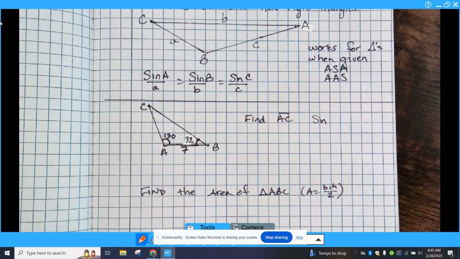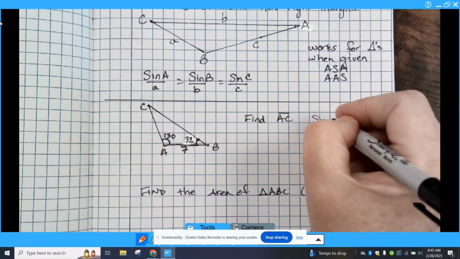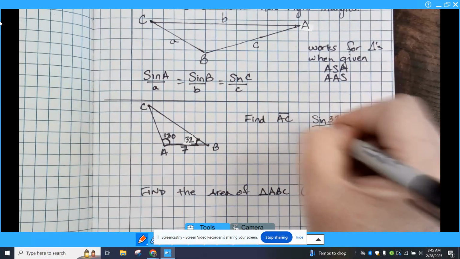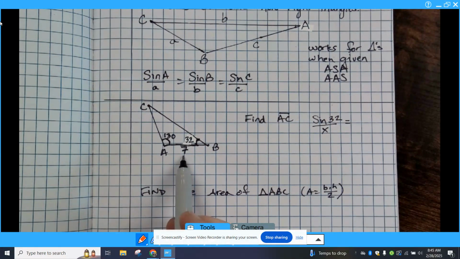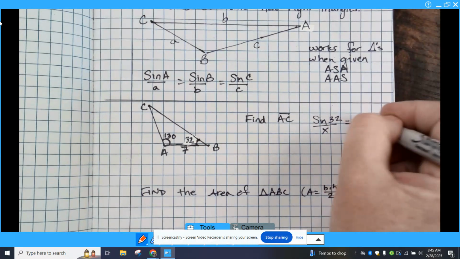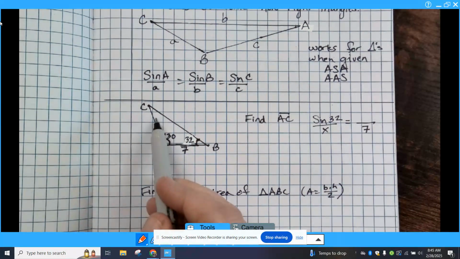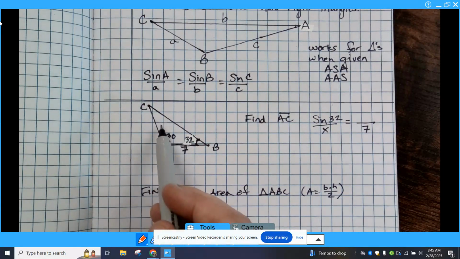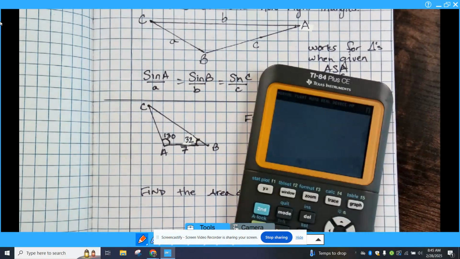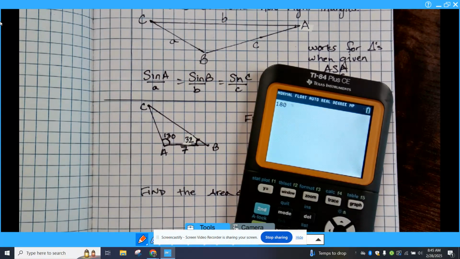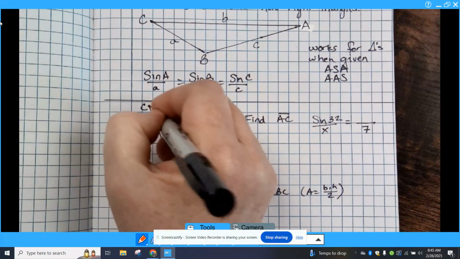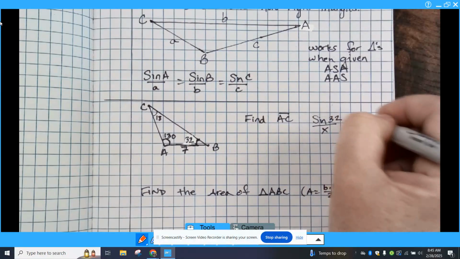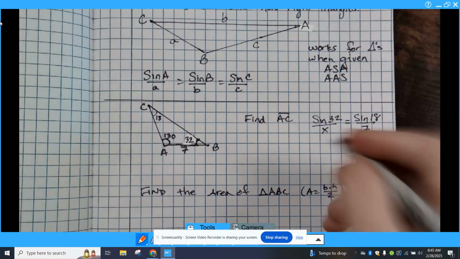So we're going to do sine 32 over x equals, well, the only side we've been given is this one, 7. So that would have to be on the bottom, but we need this angle on the top. And we know the 3 angles of a triangle add up to 180. So 180 minus 130 minus 32 is equal to 18. So that means this degree has to be 18. So sine 18.